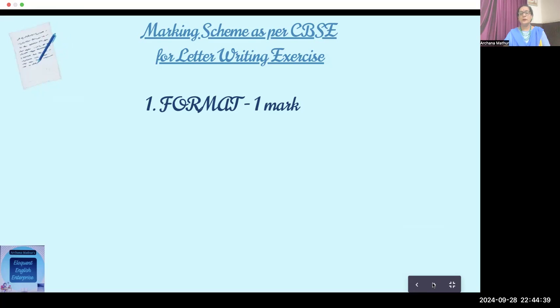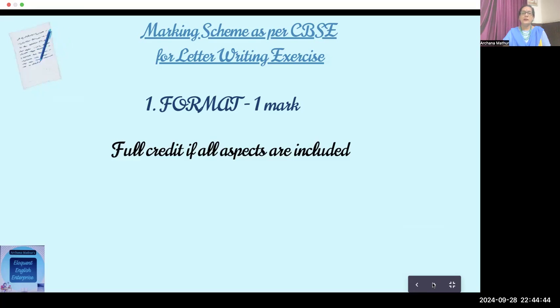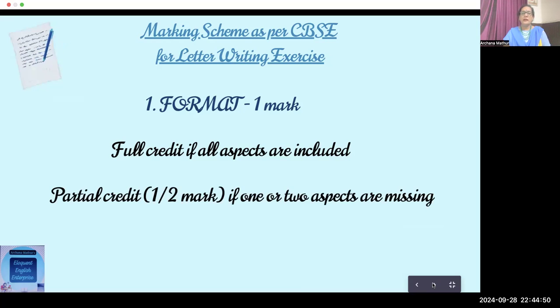And how is it marked? Let's see. Full credit, that is full marks, is given if all these aspects which I just narrated are included. Partial credit is given if 1 or 2 aspects are missing, like you forgot to write the subject or you forgot to thank the person. So maybe half a mark can be deducted.